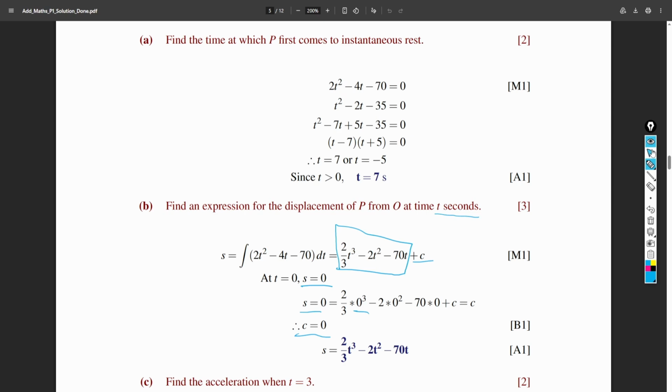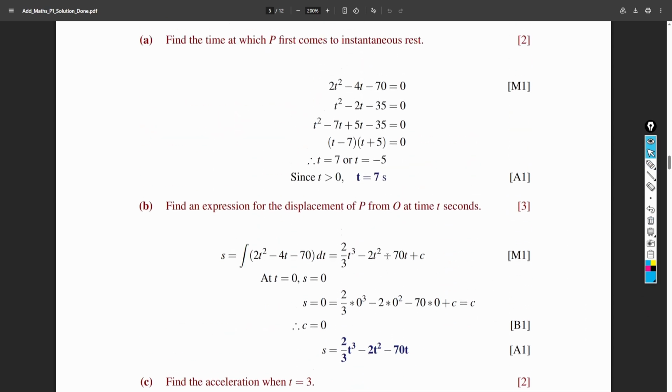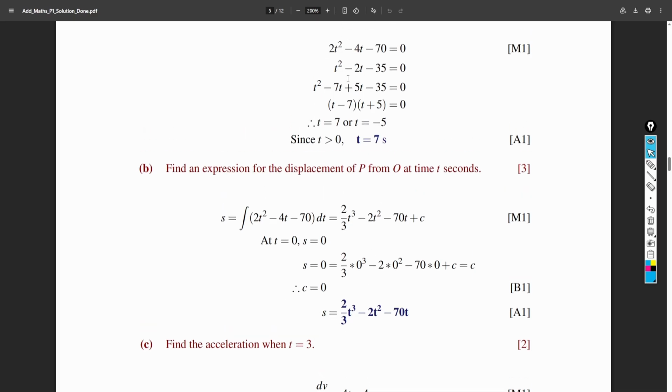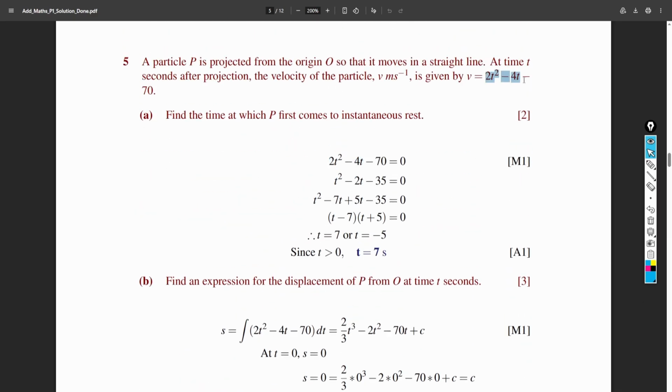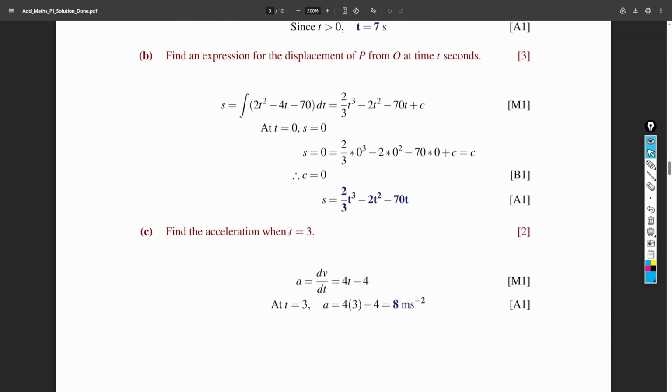So the next part is find the acceleration when t equals 3. Since we have a velocity formula and we need to find acceleration when t equals 3, we simply differentiate. So we differentiate this expression, 2t squared minus 4t minus 70, and we get this, and then we can put t equals 3 to get the acceleration at that time point, which we get as 8.